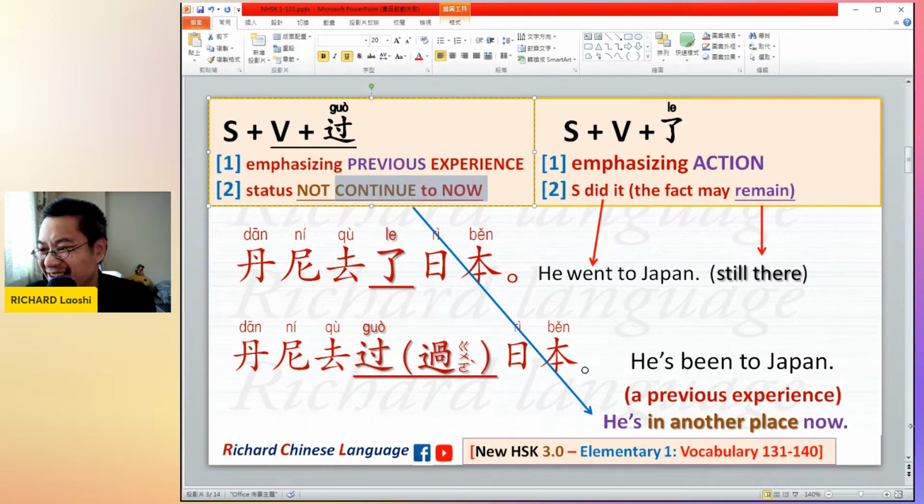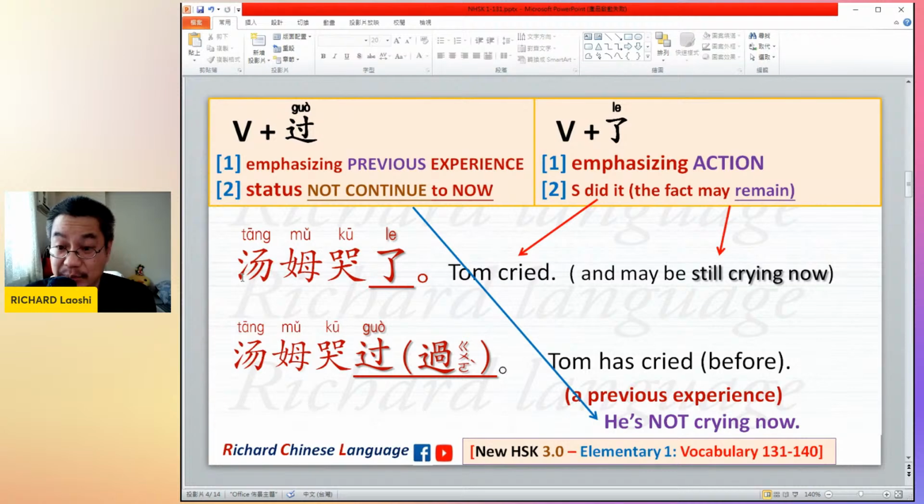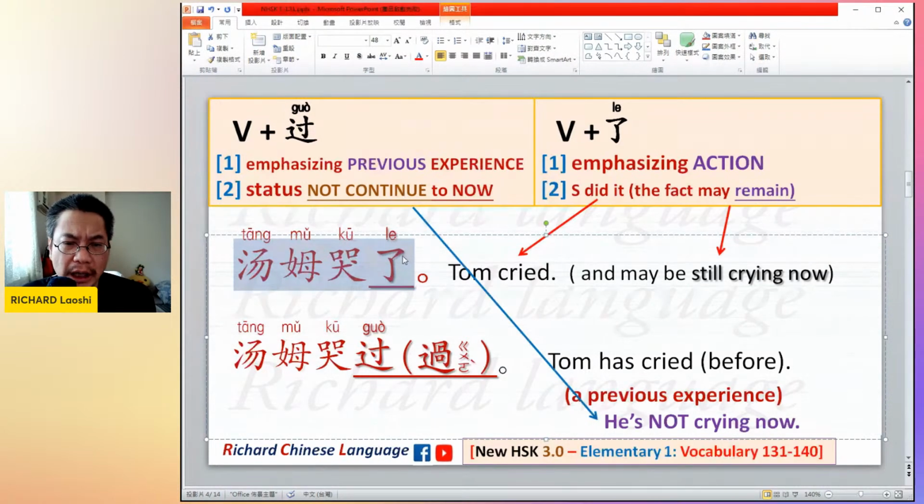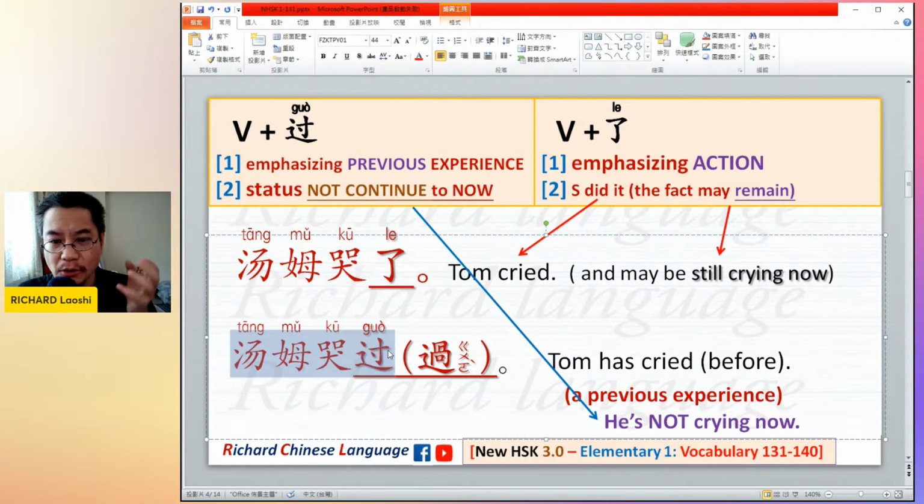Okay, so let's see more example sentences to better understand the difference between 过 and 了. Okay, the second example sentence. 汤姆哭了. Cry, 哭了. 汤姆哭过. Oh, what's the difference? This is also the only part the two sentences are different.